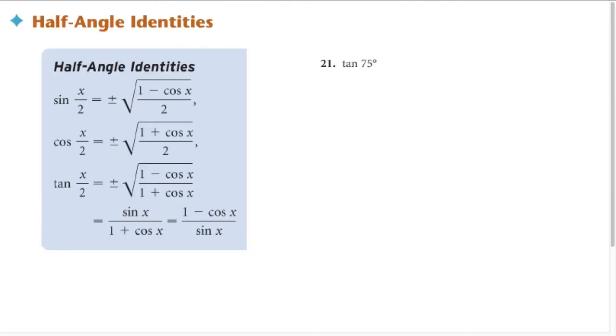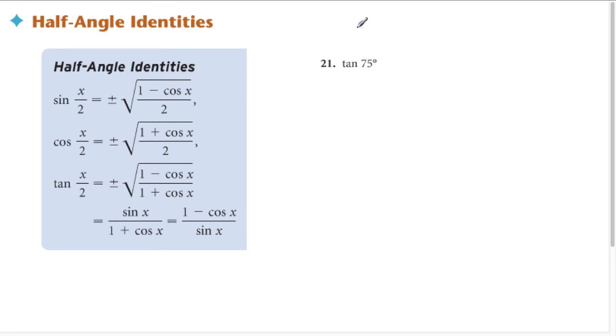The other type of question is a half angle identity. And here, again, it's the same kind of thing as we've done before: we're using one side. If we have one side, I can replace it with the stuff on the other side. So if I'm wanting to find the exact ratio of tan of 75 degrees, I want to figure out what the value of that ratio is.